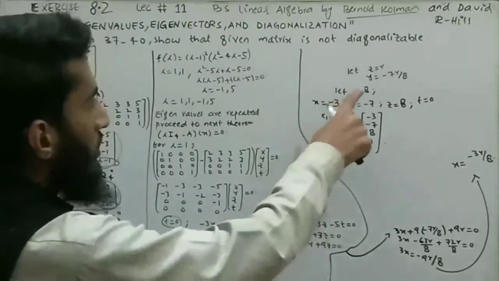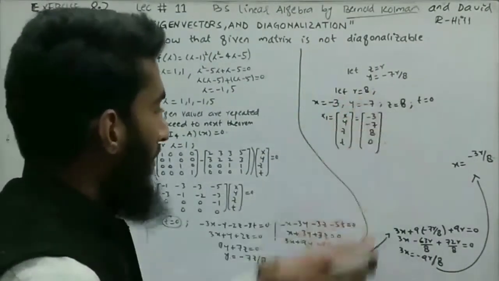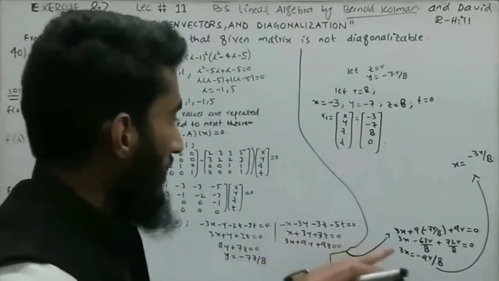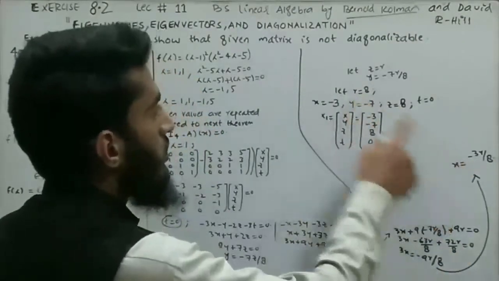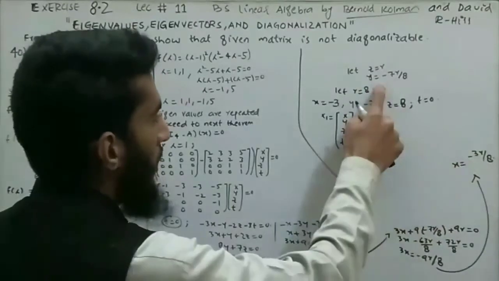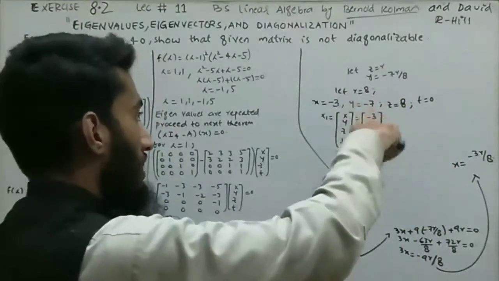Let z be r. So by putting z = r, it becomes y = -7r/8. By putting y in this equation, it will give us x in terms of r, which is -3r/8. Let me assume r is equal to 8. So from over here I will get x, y and my z, and my t is 0. So it will give me just one eigenvector.